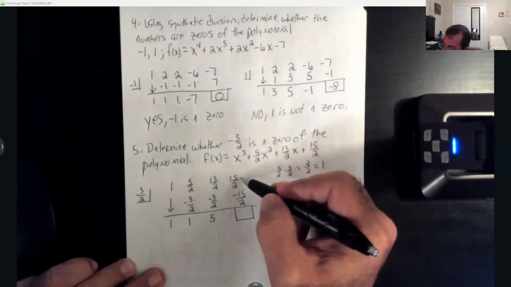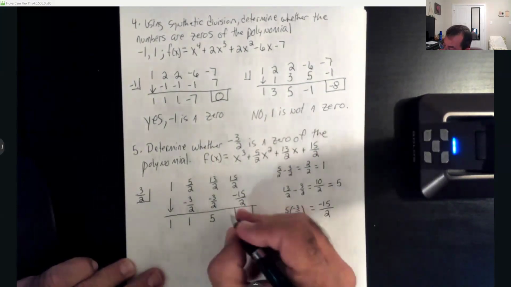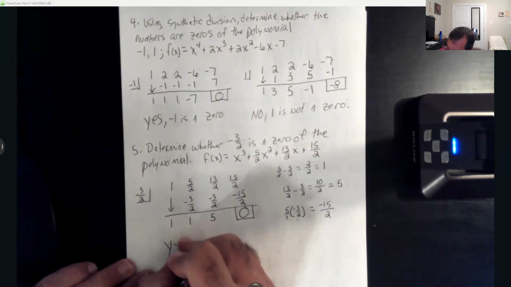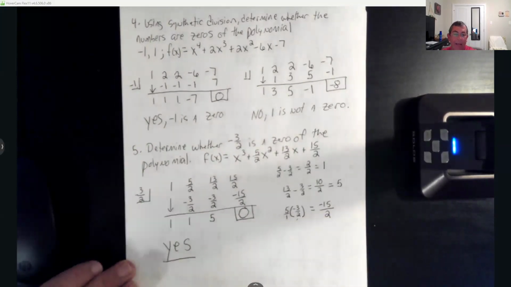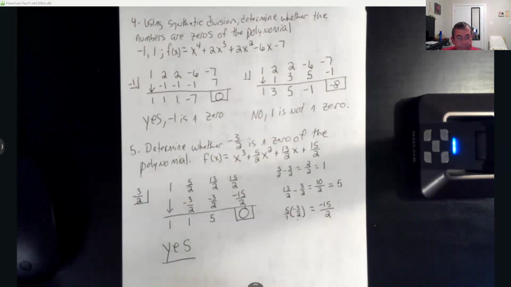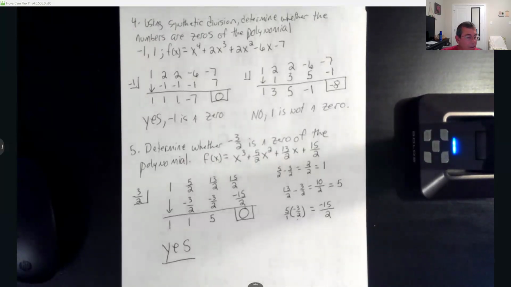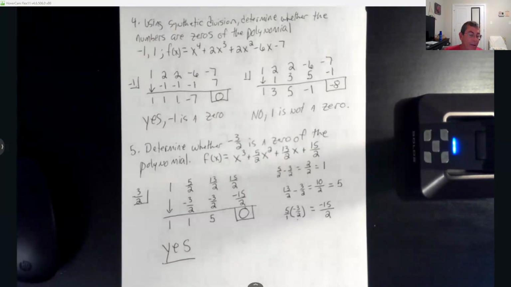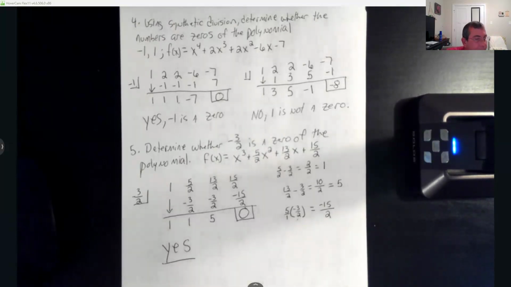And y'all look at that. 15/2 minus 15/2 gives me a remainder of 0. So this would be a yes. So y'all, that's the trick with synthetic division, okay?